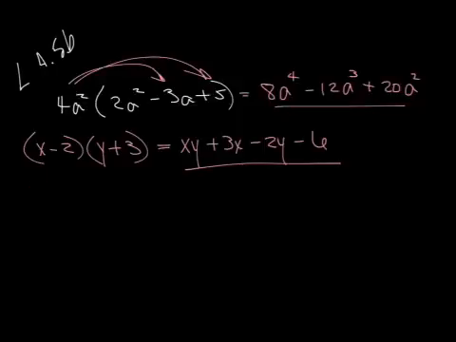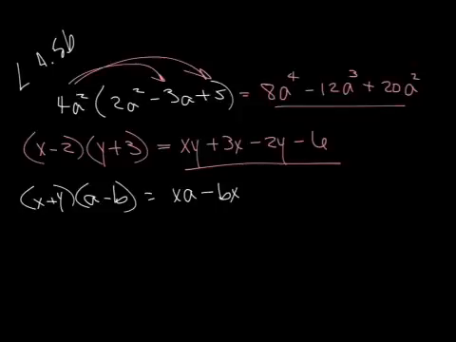Alright, let's look at x plus y times a minus b. Again, FOIL method. First, x times a. O, outside, negative bx. Again, you can't do anything with these. You just stick them together. I, inside. And last, y times negative b. Nothing to combine there, so I'm done.